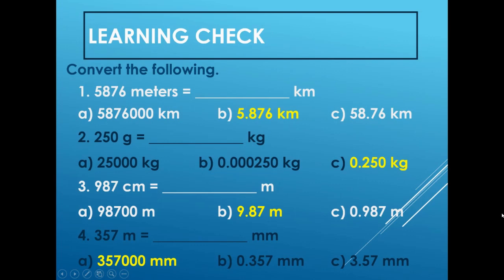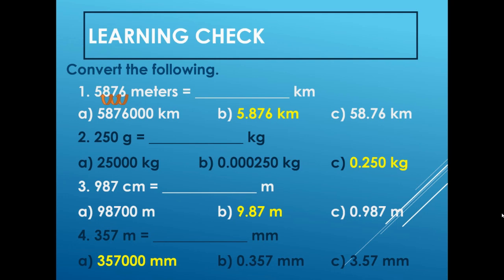All right, so let's look at these. 5,876 meters. We want to know how many kilometers that is. So kilometers is to the left of meters on our scale, and kilo means 1,000, so it's 3 spaces. So we're going to move our decimal 3 spaces to the left. The decimal point is going to be after the 6. So 5,876 meters will equal 5.876 kilometers.